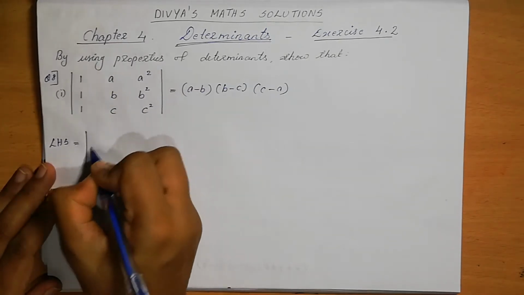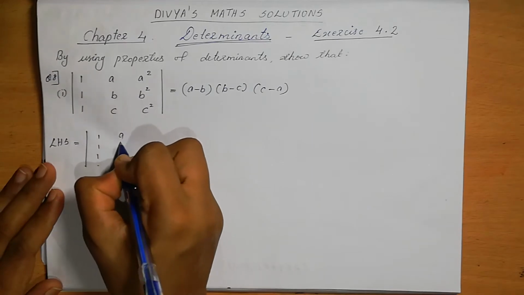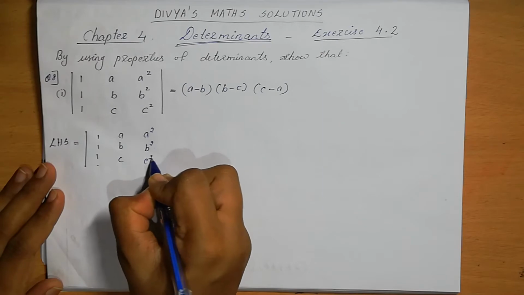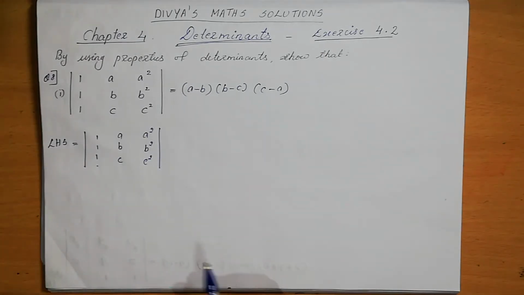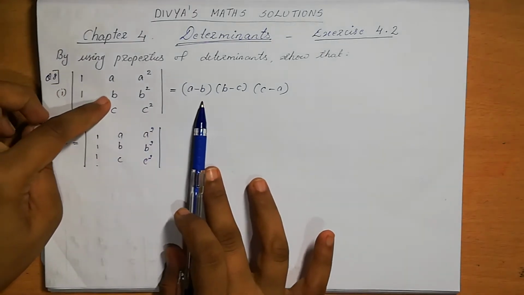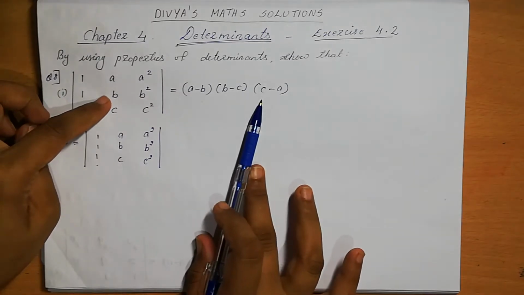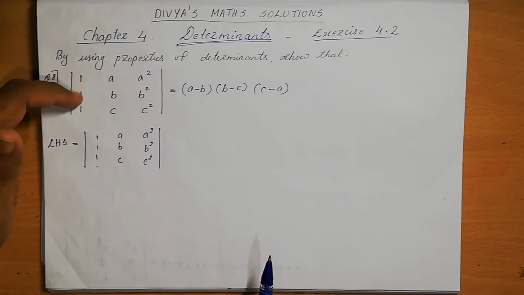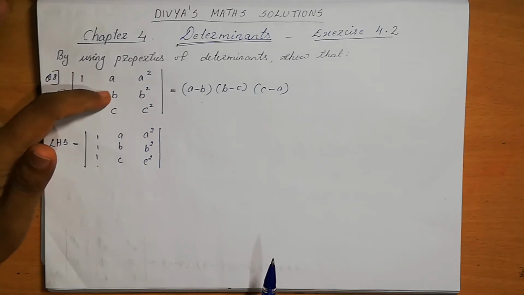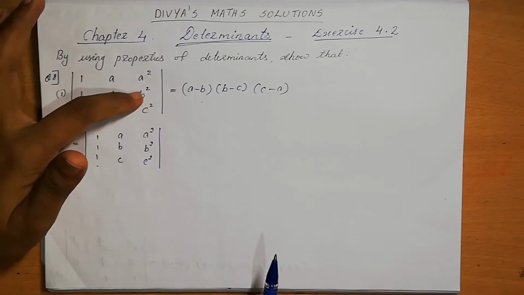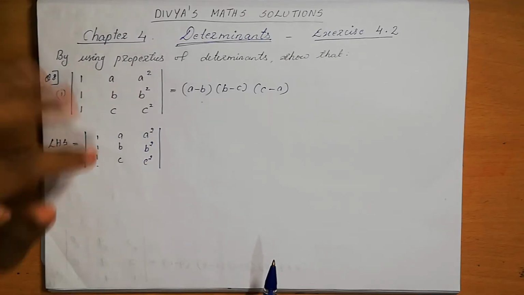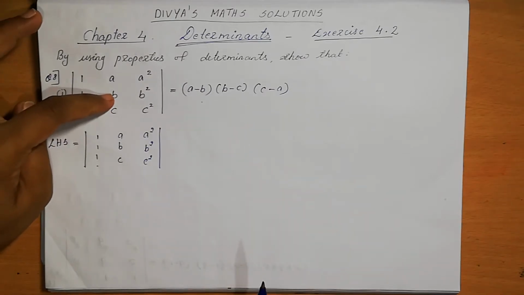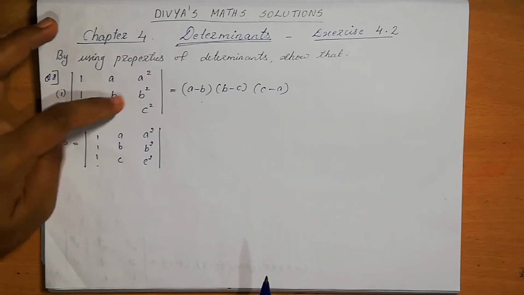LHS is 1 1 1, a b c, a square b square c square. Here we need to apply some changes, right? So what is the answer we need? A minus b, b minus c, c minus a. So how will we get this a minus b? Suppose I am subtracting R1 minus R2, here I will get a minus b. I will get a square minus b square, from there also I can take a minus b, right? Next I need b minus c. That means R2 minus R3 gives me b minus c, right?